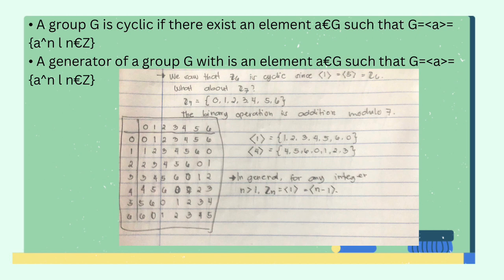Okay, so here's the definition of a cyclic group, and here's the definition of a generator. We saw that Z6 is cyclic since 1 and 5 generated Z6, but what about Z sub 7? Z sub 7 is the set consisting of the integers 0, 1, 2, 3, 4, 5, and 6, and the binary operation this time is addition modulo 7. Here's the group table for Z sub 7.